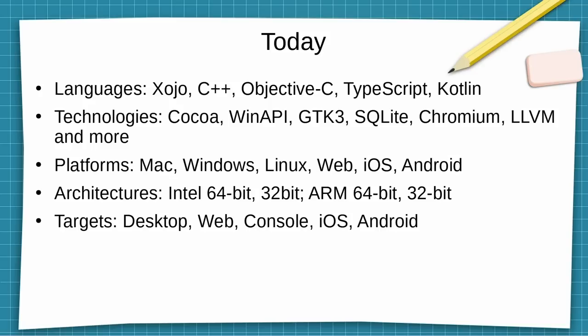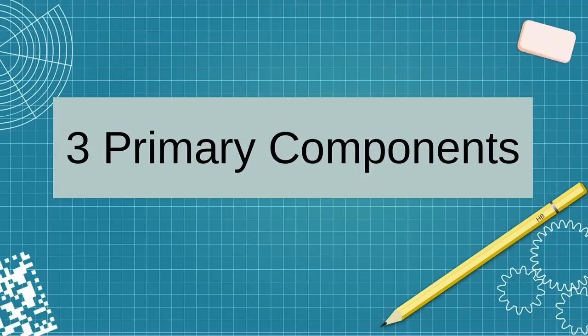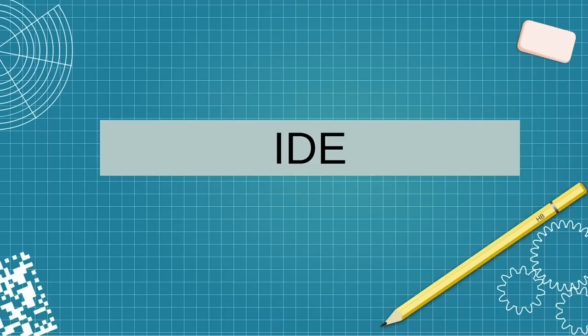And of course, the targets, you know, all the desktop apps, web apps, console apps, iOS apps, Android, so much stuff. But you all know most of that. So let's talk about what the three primary components of Xojo are. The first primary component is the IDE. That's what you're going to stare at every day, of course.